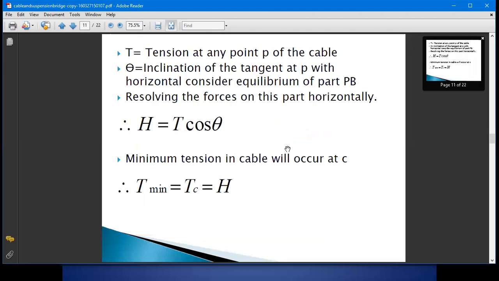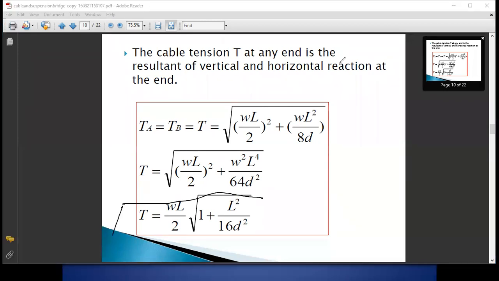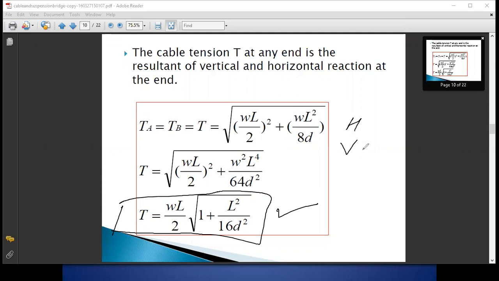So that is the tension in case of the cable, right? So T is equal to WL by 2 square root of 1 plus L square by 16 D square. That is the value of your tension in the cable, right? लक्षात आलं? Yes. H is horizontal reaction, VA vertical, and T is the resultant as per the diagram. So T is we get as a tension in the cable, right?